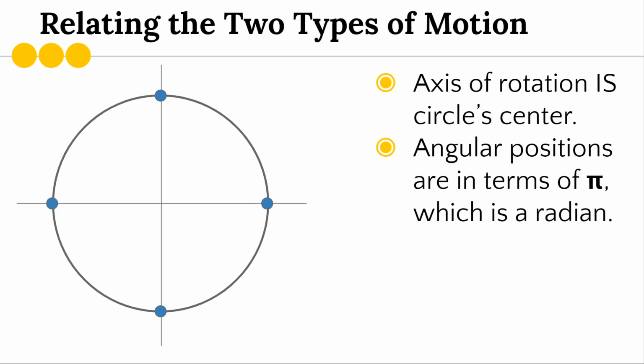All right, so we can relate the two types of motion to each other. So again, whenever we're talking about rotation, the axis of rotation is the center of this circle. So if I have an object that is rotating around a point, the axis of rotation in this example, I'm putting it right here, and it's rotating out here along this circle that I've drawn. Okay, the angular positions are going to be in terms of pi, which is a radian. And so at 0 degrees, we're going to say that's 0 radians. If you have rotation to 90 degrees, that's going to be pi over 2.